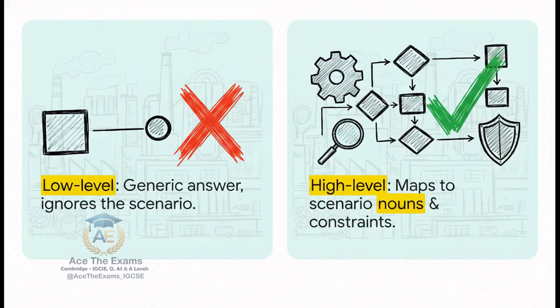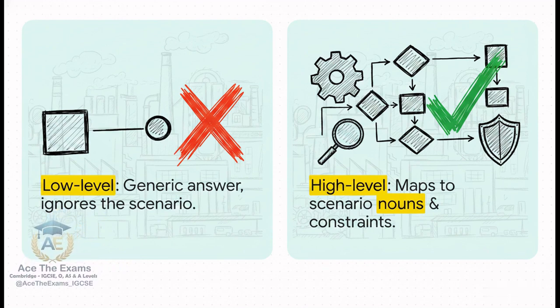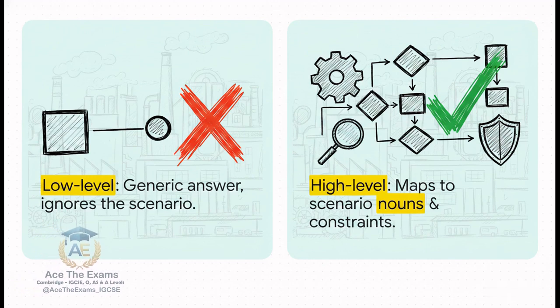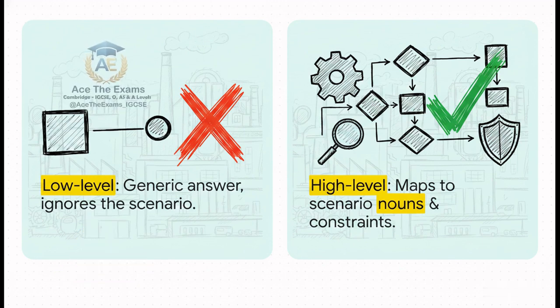Take a look at the text comparison here. The left side is a pretty low-level answer. I mean, sure, it mentions inputs and outputs generically, but it completely ignores the scenario given in the question. It's totally disconnected. Now, look over at the right side. This high-level answer maps perfectly to the scenario. It uses the specific nouns provided in the prompt, it details the exact inputs and outputs required for that specific problem, and it correctly incorporates selection to make decisions based on the scenario's constraints. It leverages our 4-step framework flawlessly to lock down every single available mark.